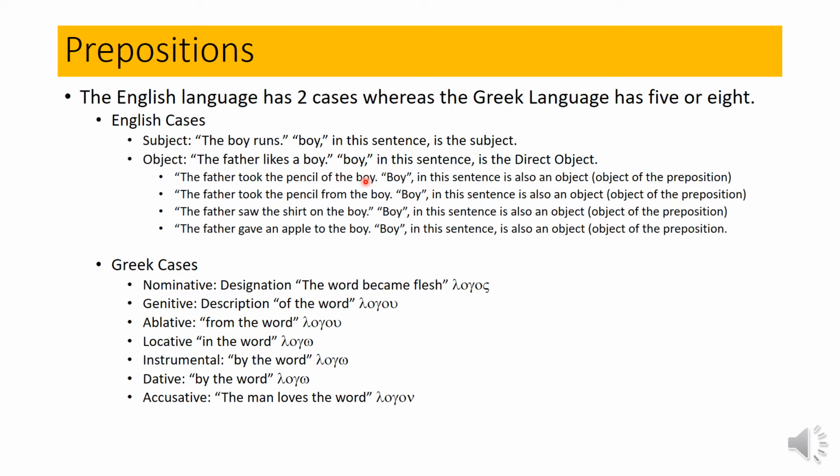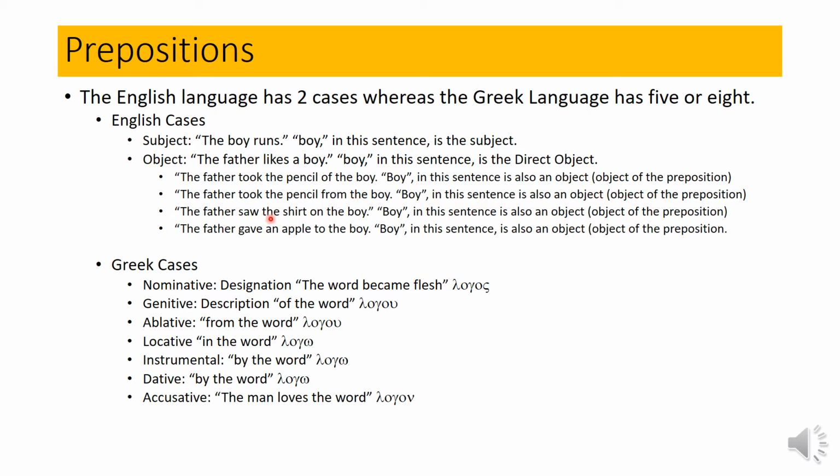In English, we have phrases. Phrases do not have subjects and verbs, they only have objects. So the prepositional phrase of the boy, the object of that preposition of is boy. Boy in this sentence is an object, the object of the preposition. Again, the father took the pencil from the boy. English doesn't distinguish between genitive and ablative like Greek. They just call boy an object here. So boy in this sense is also an object, object of the preposition from.